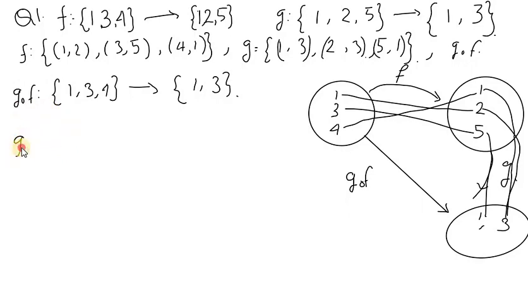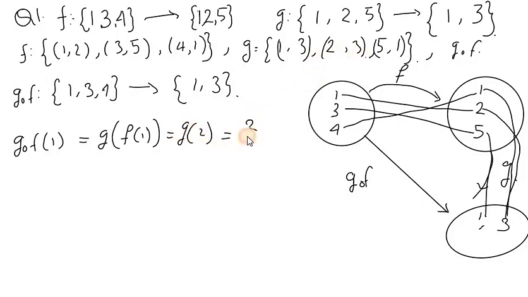So we have to find g of f of the first point, 1, which is basically g of f of 1. Okay, so this will be g of, what is f of 1? F of 1 is 2, so this will be g of 2. Now again, what is g of 2? G of 2 is 3. So basically we have got g of f of 1 is 3, so 1 will go to 3.